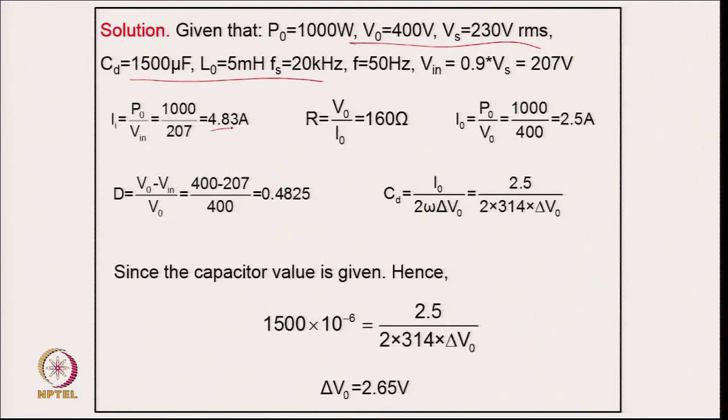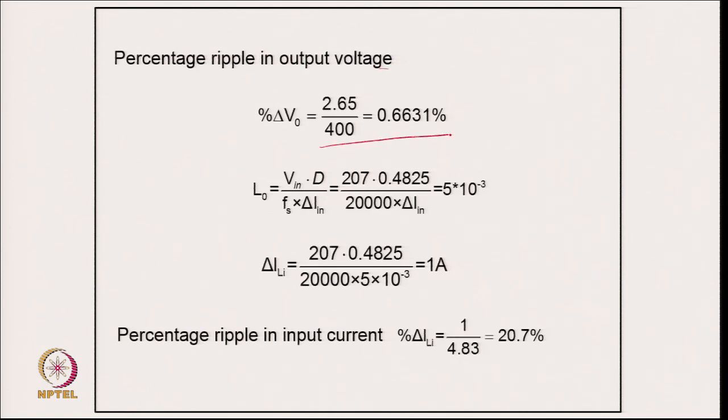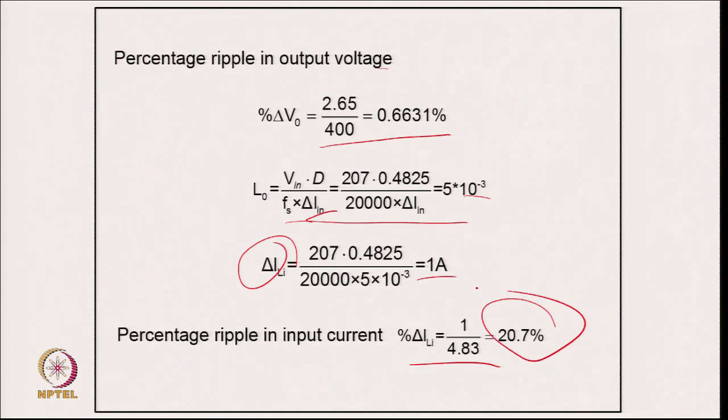So, we can find out the input current, the equivalent output resistance and output load current, then the average duty cycle, then the capacitor. From this capacitor value we can find out the ripple, 2.65 volt, and in terms of percentage of the output it comes only 0.66%. And for the inductor, from this relation we can get a current ripple that comes to 1 ampere, which as a percentage is only 20.7%. So, inductor ripple can be permitted even up to 25% or so.